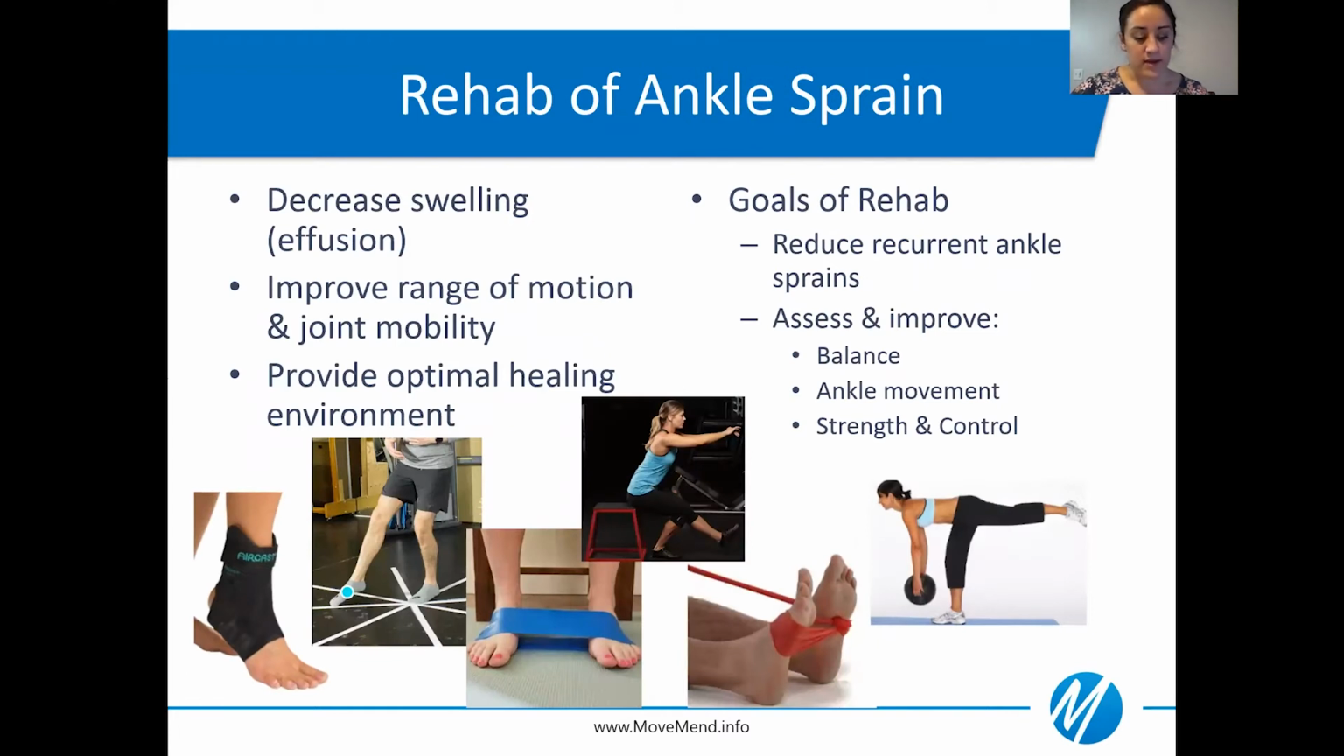So now we're going to talk a little bit about ankle sprain rehab and what that looks like. Our priorities really are to decrease swelling and improve range of motion and joint mobility and provide an optimal healing environment in the acute phase, which usually is less than 3 weeks after the injury happened. And our ultimate goal really is to optimize healing, reduce recurrent ankle sprains by addressing control and strength deficits that we may see. And the end goal really is to return to full participation in their activity or their sport.